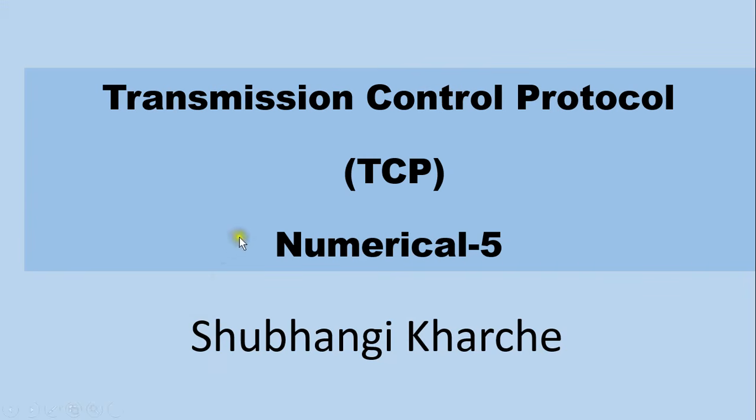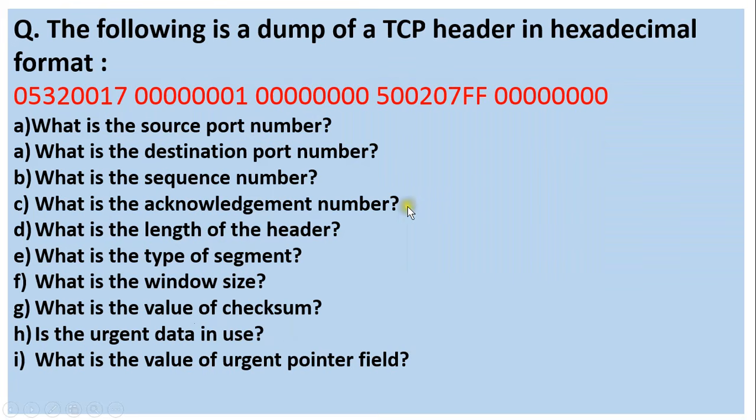Hello everyone, in this video I am going to explain an example on transmission control protocol header. The example is the following: a dump of a TCP header in hexadecimal format: 05320017, 7 times 0, 1, 8 times 0, 500, 207 FF and 8 times 0. Now from this hexadecimal dump we have to answer the following questions.